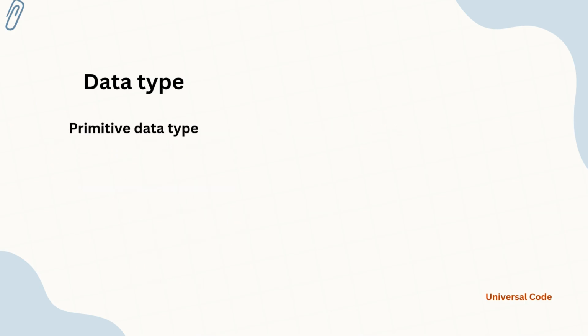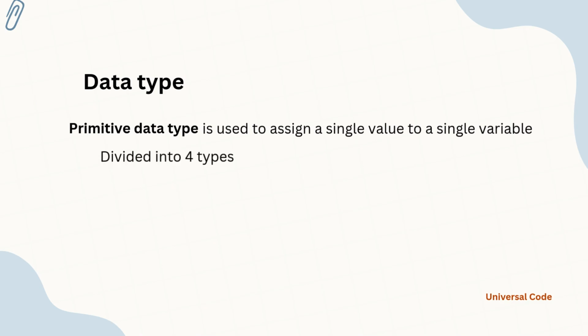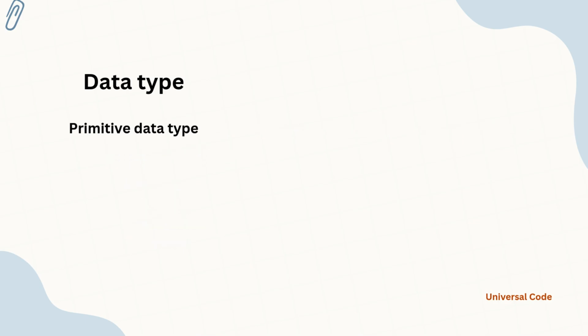Primitive data type is used to assign a single value to a single variable. It is again divided into 4 types: integer, floating, character, and Boolean. Integer.